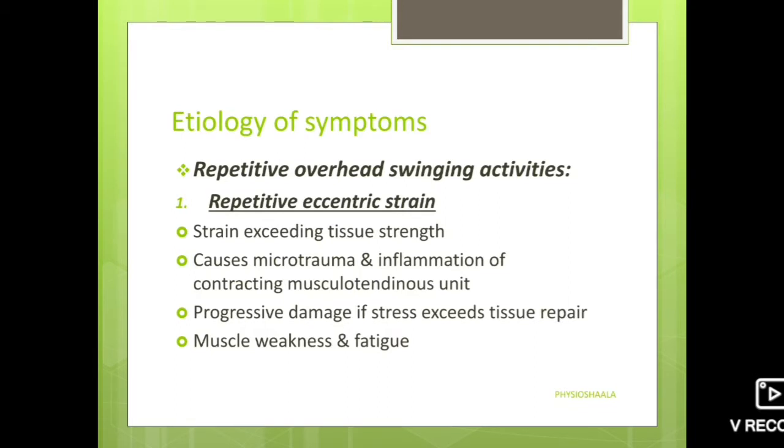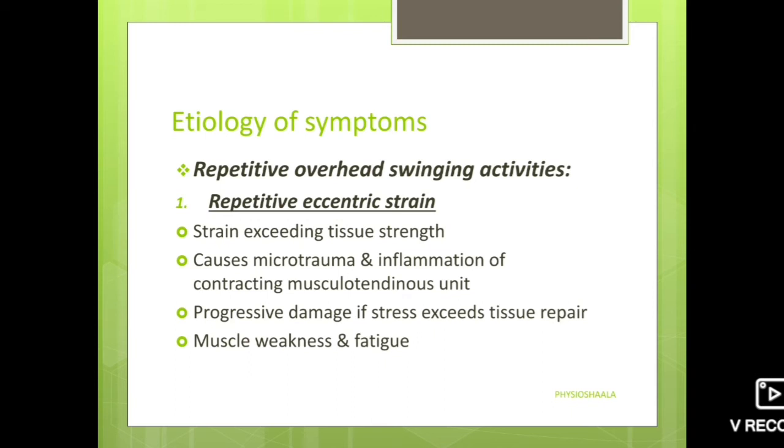Now, something about the etiology of symptoms. So, the main reason for impingement is repetitive overhead swinging activities. That is, people who are involved in repetitive overhead activities such as sports persons, that is cricket players, bowlers, swimmers or badminton players, etc.